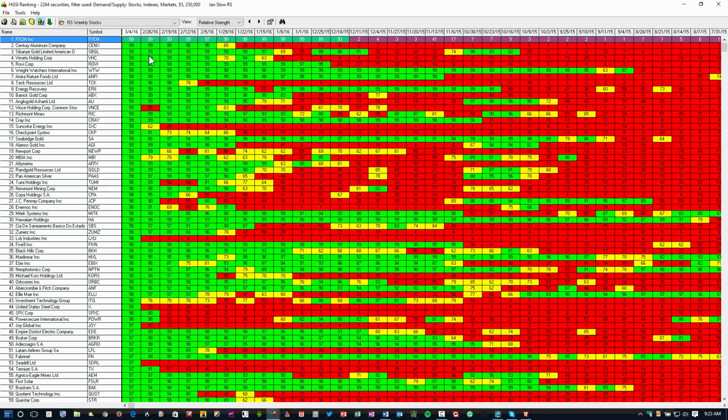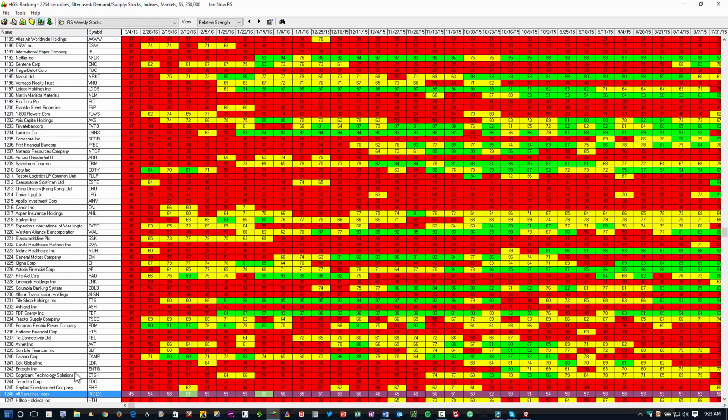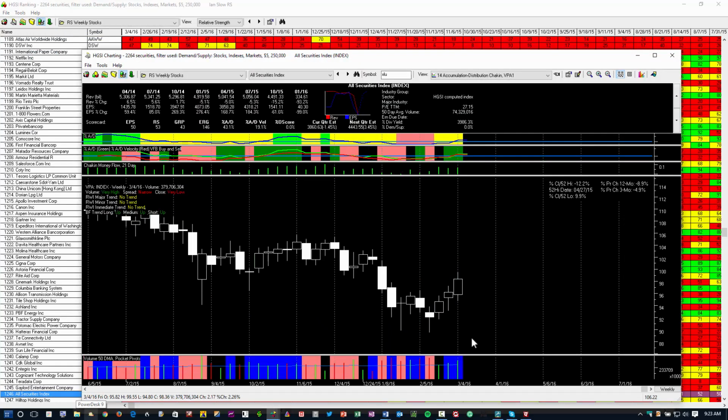Okay, now there's 64. Now I have to locate that index. I'm just going to type index in here, and here it is. It's the all securities index, and that week would have been 4 weeks ago. You can see that stocks in the database were down from the prior week. Let's count these. 1, 2, 3, 4.